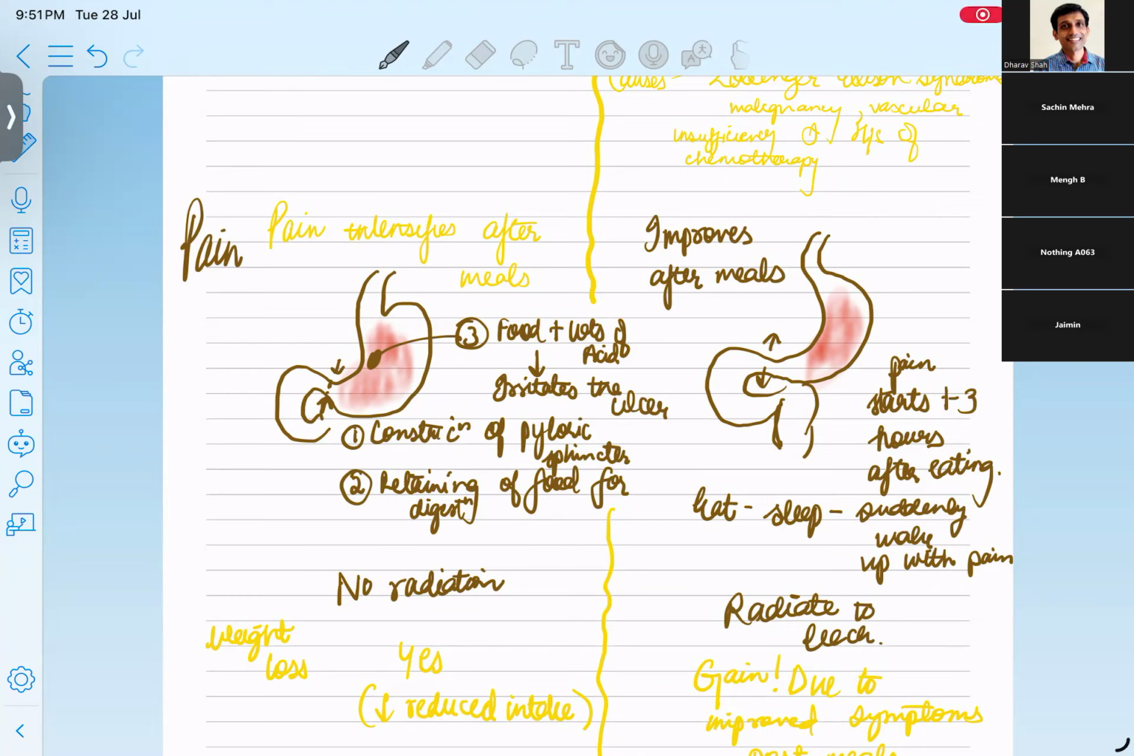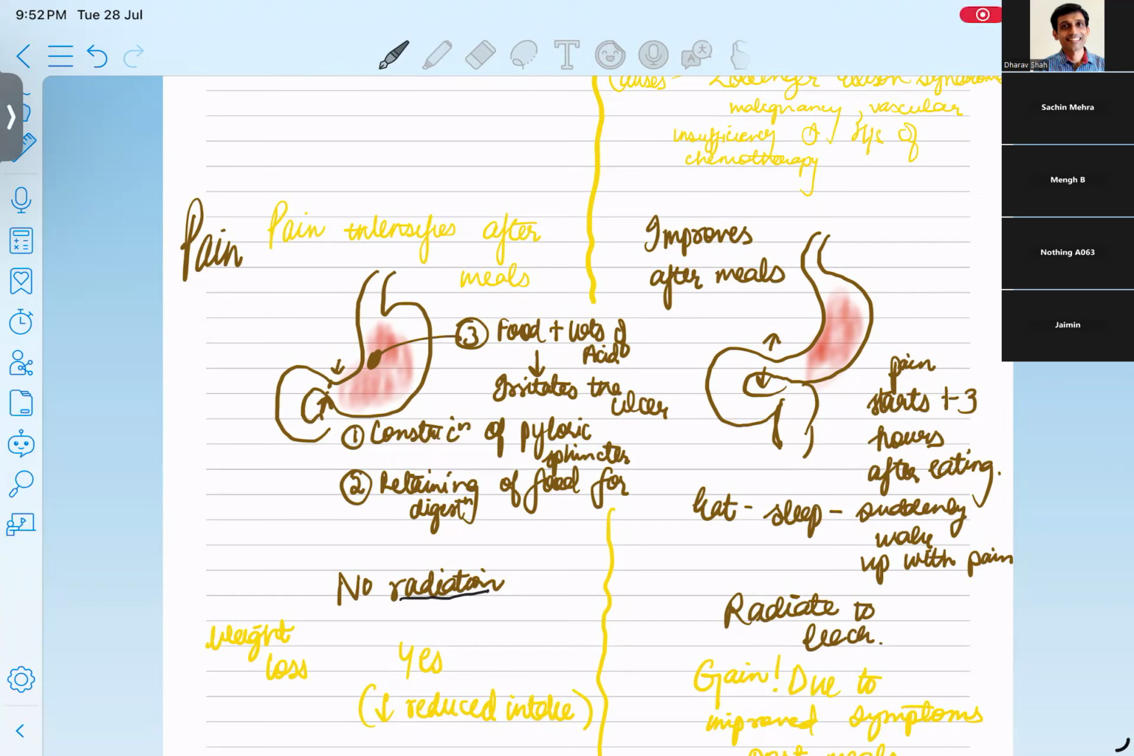The retaining of food is there for digestion, and food plus lots of acid, क्योंकि patient का already ulcer develop हो चुका है, there is gastrin. So while we have taken the meals, after 30 to 1 hour or even before, the patient starts having pain episodes. Though there is no radiation of the pain, but the patient says again and again, जब भी मैं खाना खाता हूँ उसके थोड़ी देर बाद ही मेरा पेन शुरू हो जाता है.